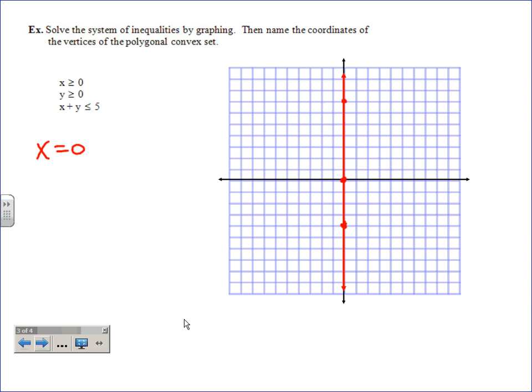Yes. 0, 0. Put it in there. You can only put in x. So 0 greater than or equal to 0. Yeah, it works. All right.